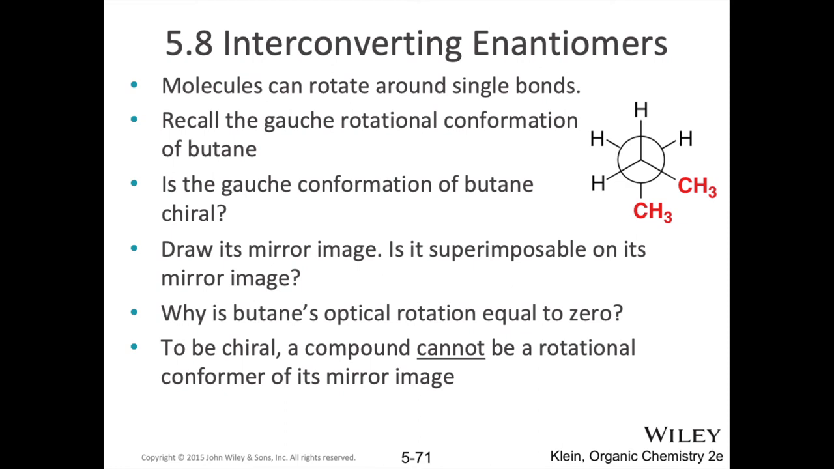If we draw the mirror image of that, are those two drawings enantiomers? Well, the answer is no, because you can rotate freely around that carbon-carbon bond, take that mirror image and recreate the original molecule. So in other words, they're identical. They're the same molecule. Okay, so in order to be chiral, we cannot just have a mirror image be the rotational conformer of another molecule. We have to have things locked in place somehow.